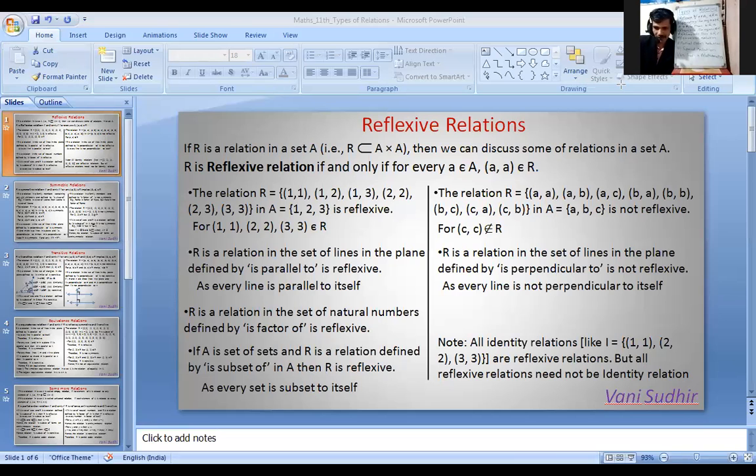Welcome to all. Today we will discuss types of relation. In an earlier video, we discussed the Cartesian product and relation. The Cartesian product will contain the set of all possible ordered pairs. Relation, how we have defined it, is that we take some ordered pairs. So a relation we can tell is a subset of the Cartesian product.